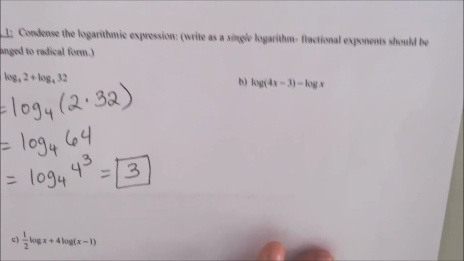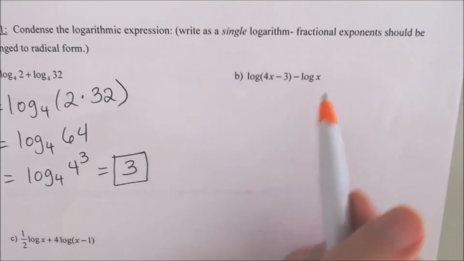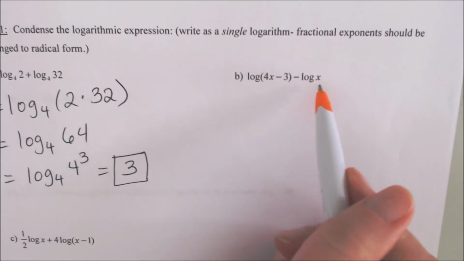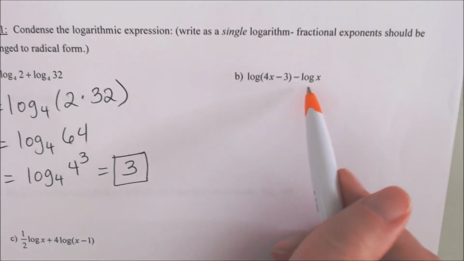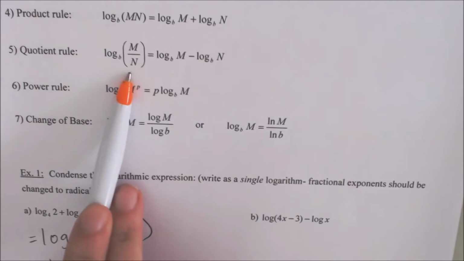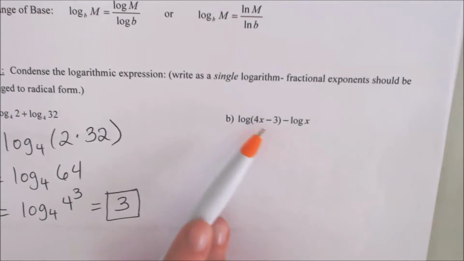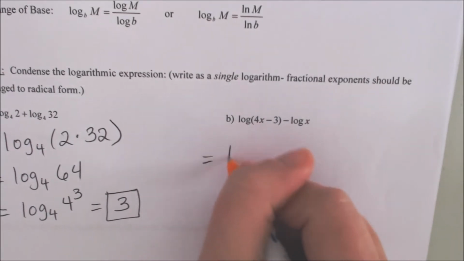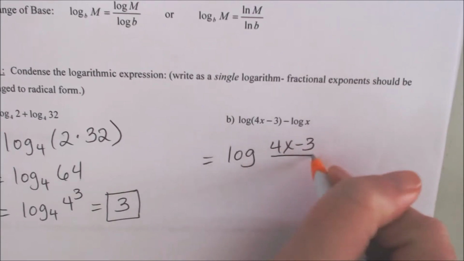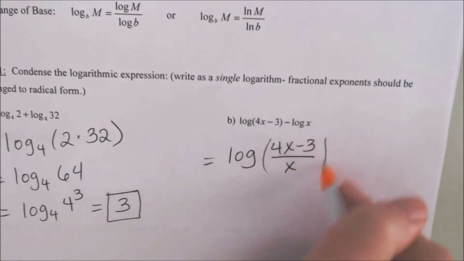Let's try letter B. We have log of 4x minus 3 in the argument minus log of x. So log of parentheses 4x minus 3, close parentheses, minus log of x. Since we're subtracting the two logs, to condense it we need to go back to division. We're going to use the quotient rule. The log that's positive is going to be our numerator term. So log of 4x minus 3 is going to go in the numerator, and x is going to go in the denominator. You can put parentheses around the whole thing if you want to.